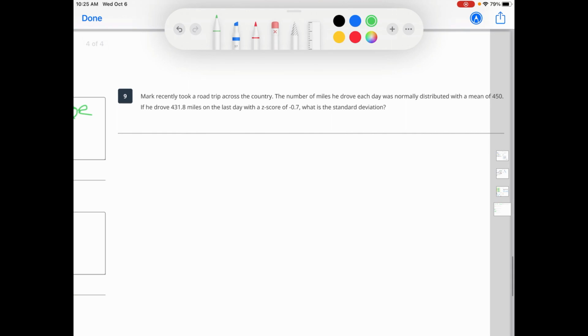Okay, question number 9. Mark recently took a trip across the country. The number of miles he drove each day was normally distributed with a mean of 450. If he drove 431.8 miles on the last day with a z-score of negative 0.7, what is the standard deviation? So I'm going to write down my formula for the z-score. z equals x minus the mean over the standard deviation.